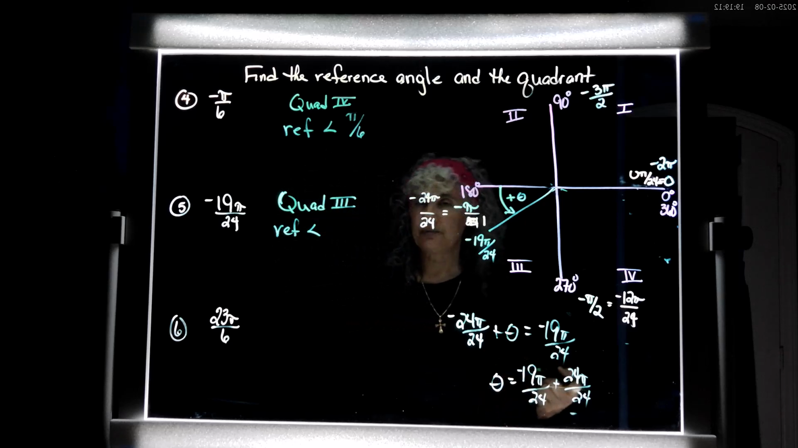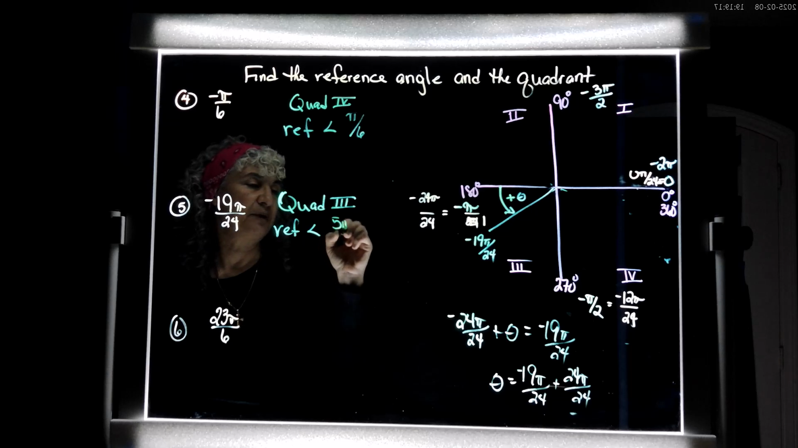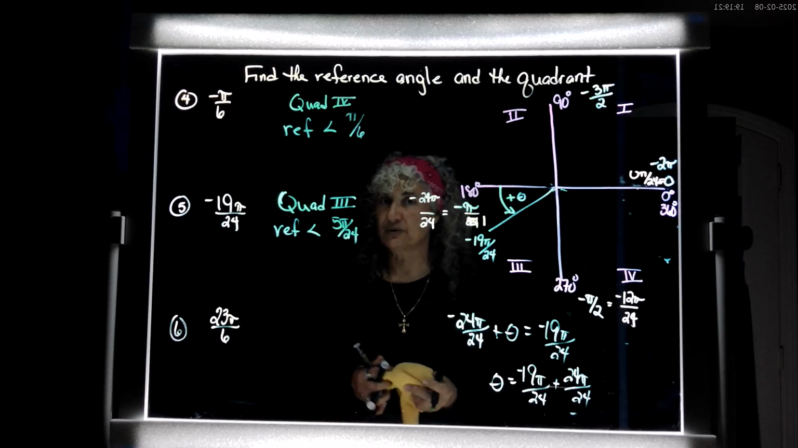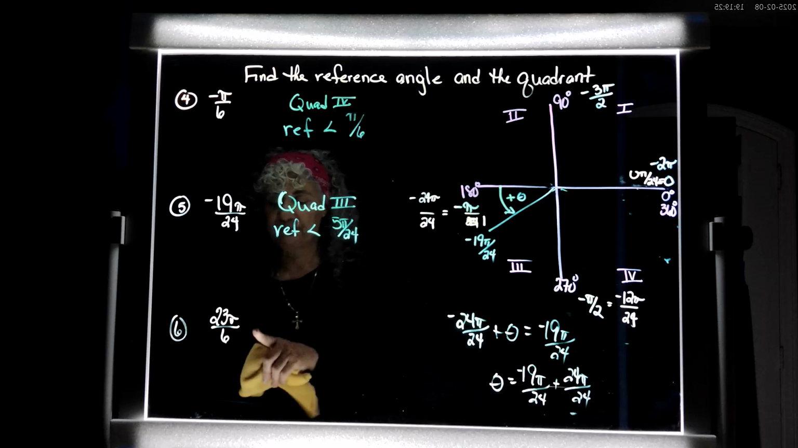So what's negative 19 plus 24? That would be 5 pi over 24. And yes, that is definitely a quadrant 1 angle, isn't it? Okay, you guys are doing great.